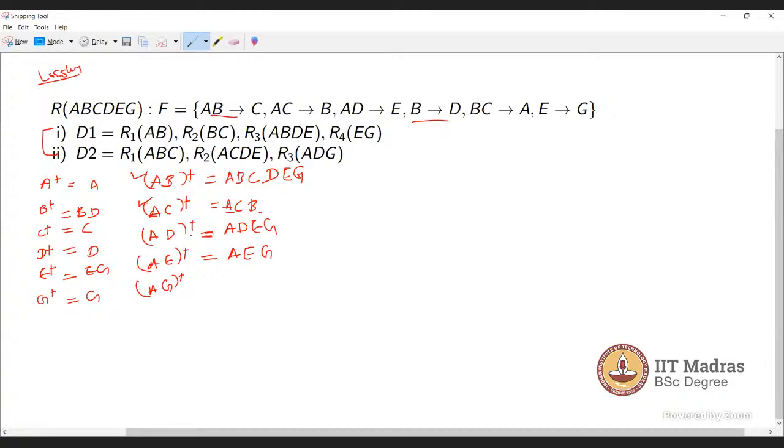I'm solving this because if in the quiz you get this type of question where you need to check all the possible combinations, it will take time. If you follow this approach, you can save some time. Now AEG, no. AG, can we find anything? No, right? So AB and AC are my candidate keys. If I take the combination of AB and AC with any other attribute, it will give me the same relation R. Similarly, you have to check all the other combinations, like BA we already checked, then BC, BD, BE, BG.